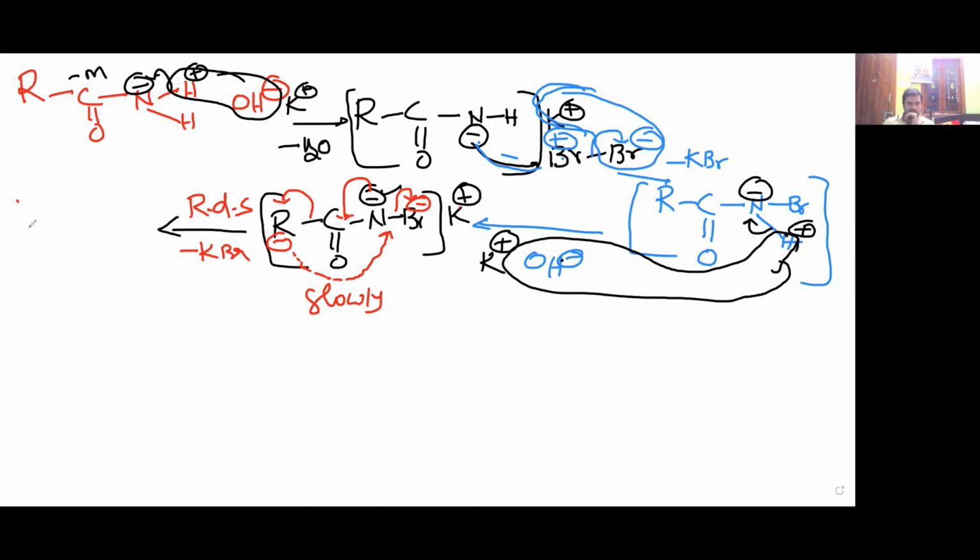That means what will happen? I will write it clearly. This is the C double bond O. You write it. This C double bond O, N. The R group is migrating, like this. The R group is attacking like this. Then Br minus leaving like this. It is like this.